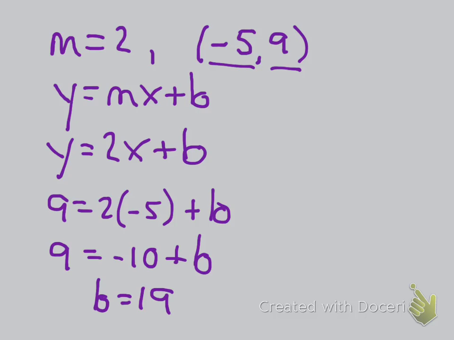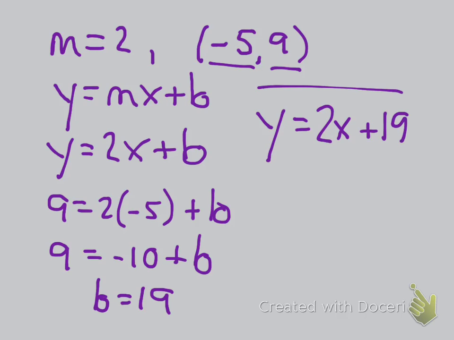So that means the equation of the line, which is parallel to the original one, is y equals 2x plus 19. So those two lines, y equals 2x plus 3 and y equals 2x plus 19, will be parallel to each other. So the main thing to remember is that parallel lines have the same slope.